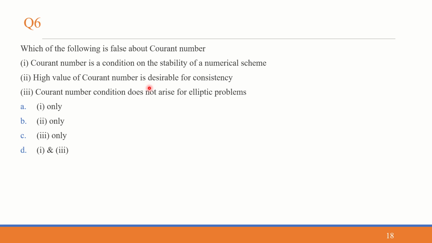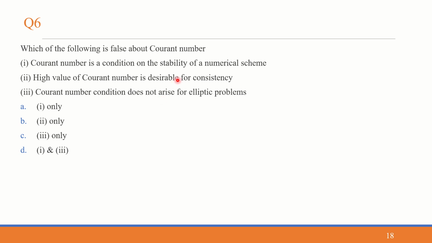Third one, Courant number condition does not arise for elliptic problems. This is true because the Courant number, what it means, is dependent on grid sizing and time stepping. Elliptic problems are time independent problems. So Courant number condition does not arise for elliptic problems. So that is true. So the third one is true.